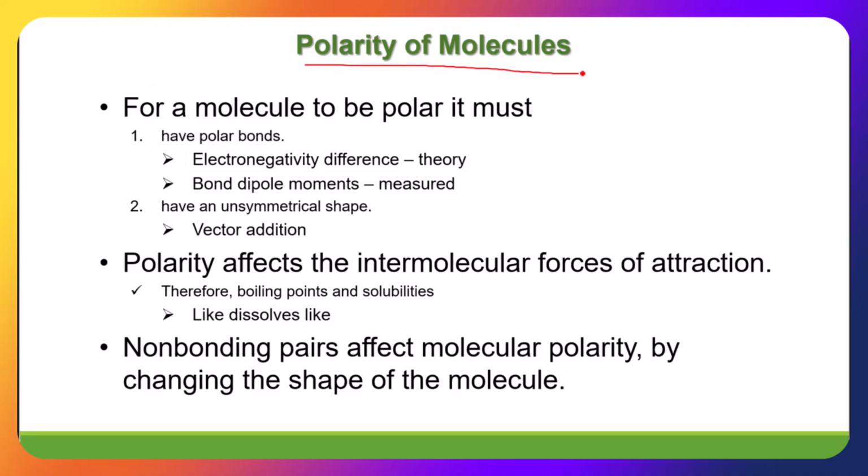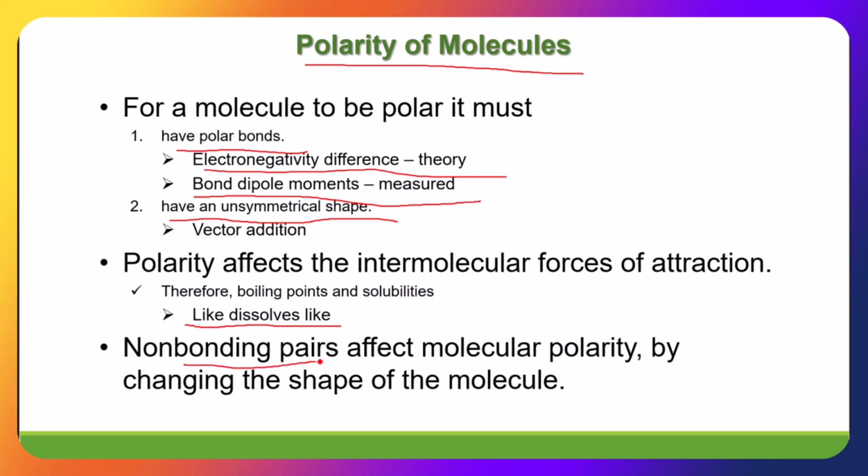Polarity of molecules. For a molecule to be polar, it needs to have polar bonds, an electronegativity difference, that's theory. It needs to have an electronegativity difference, bond dipole moments measured, and have an unsymmetric shape, that is angular, bent, trigonal pyramidal, seesaw, T-shape, square pyramidal, those asymmetrical geometries. Those unsymmetrical shapes lead to polar molecules. Polarity affects the intermolecular forces of attraction, like boiling point, solubility. We say like dissolves like.